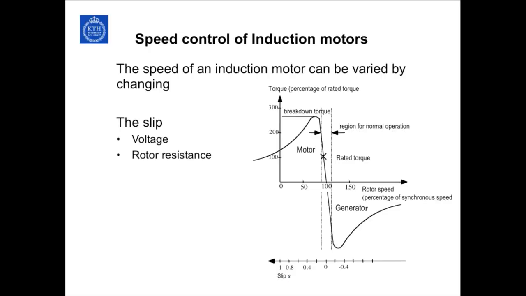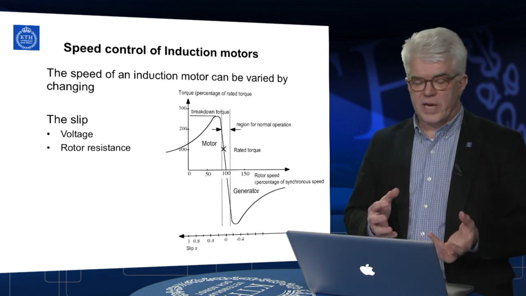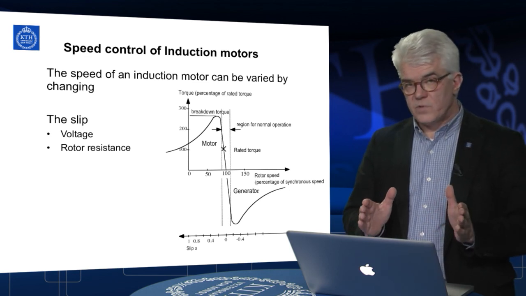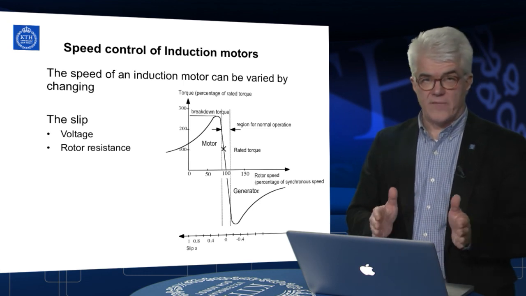You can also, if you want, change the rotor resistance. The breakdown torque occurs at a specific slip down here. If you increase the resistance, you will move this breakdown torque peak to the left. That is, it will occur for another speed, that is, for another slip. So both of these methods, voltage change or rotor resistance change, will change the shape of the torque speed characteristics of the induction motor, and thus it will change the speed for a given load torque.